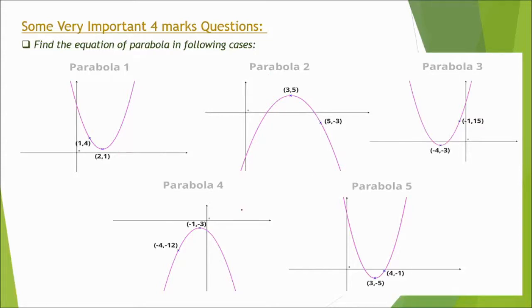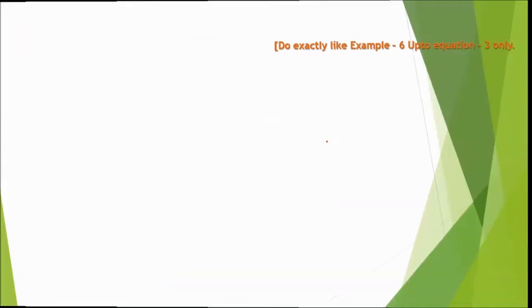So you don't have to worry about doing these equations. As there is a vertex and a passing point, you can easily find the value of a. Now do exactly like example 6 up to equation 3. Up to equation 3 will be enough. After that you don't have to proceed. So, next slide.